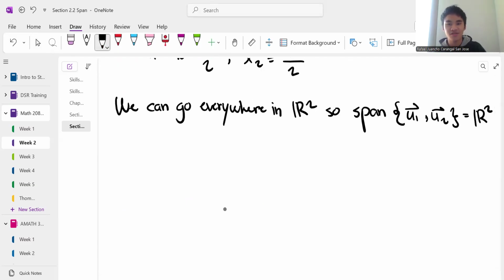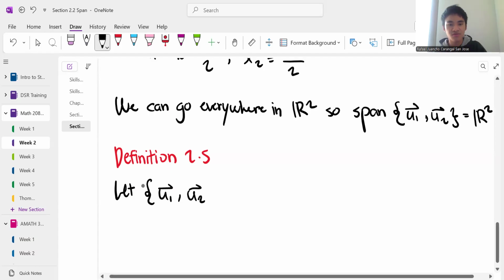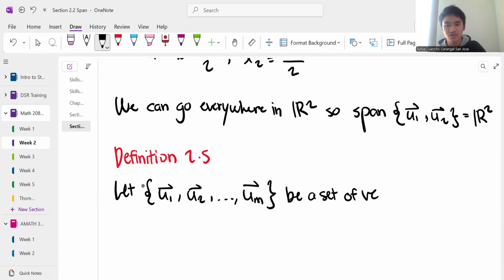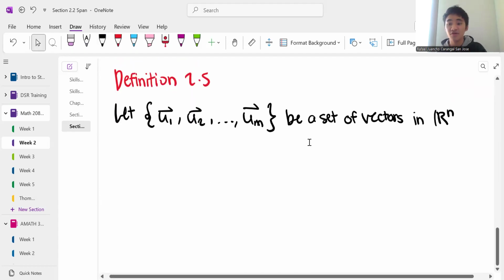So, the first time I looked at this, it was very tricky. So here's a formal definition for this. Let the set of vectors u sub 1, u sub 2, all the way to u sub m be a set. Okay, I'm just completing it. Set of vectors in Rn. So each of these vectors have n components, right?